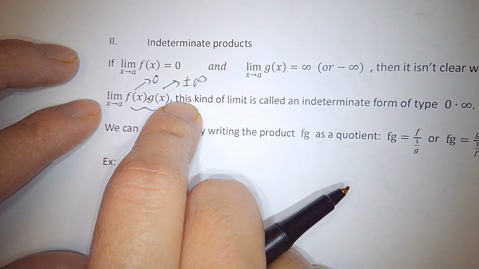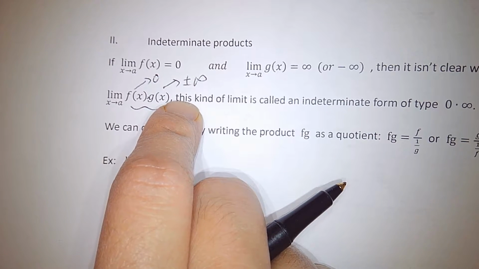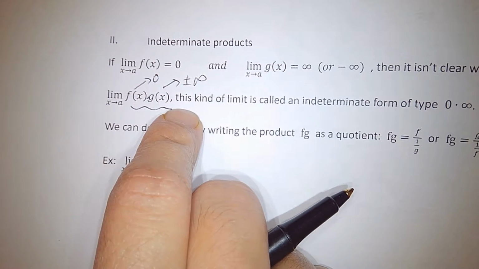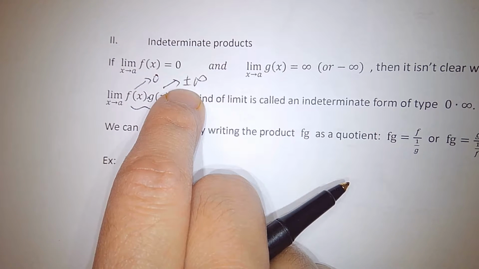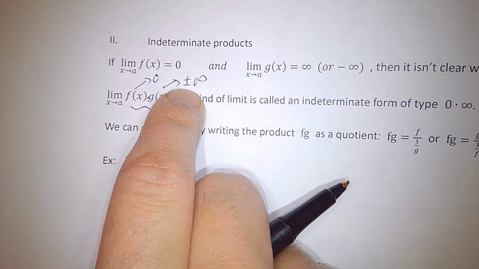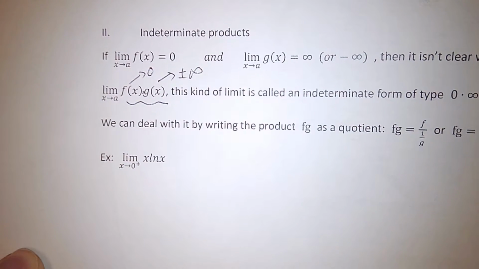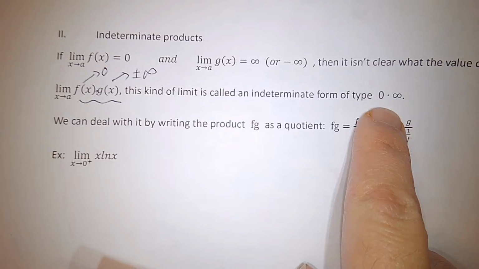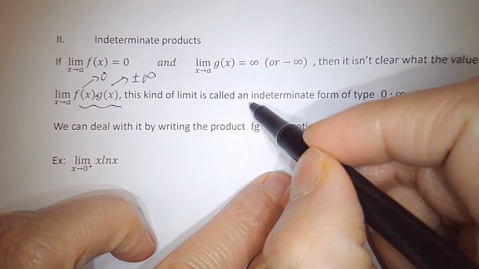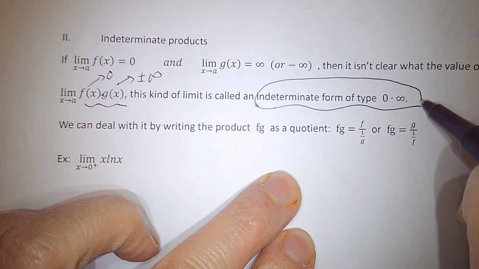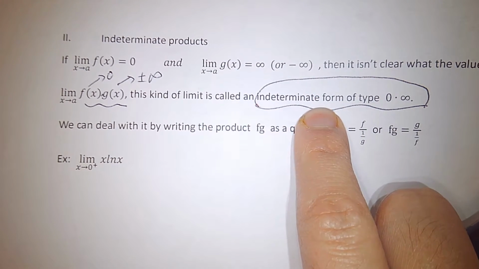Well, 0 times a fixed number gives us 0. But infinity, we don't know which one is stronger, right? If you say 0 is stronger, you get 0. I would say infinity is so huge, we don't know, okay? So this type we call it what? 0 times infinity. This is the third type I'm going to test you on in Calc 1, okay?